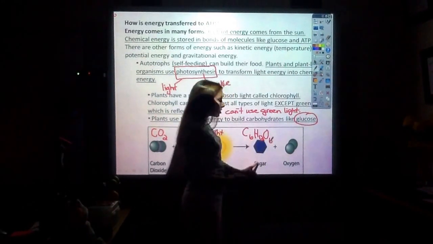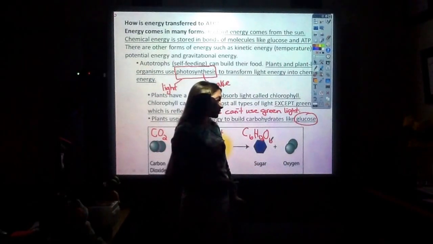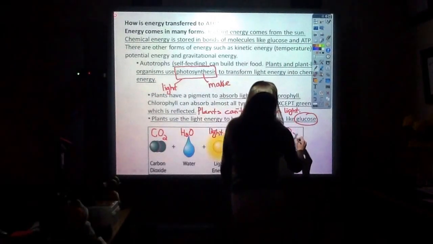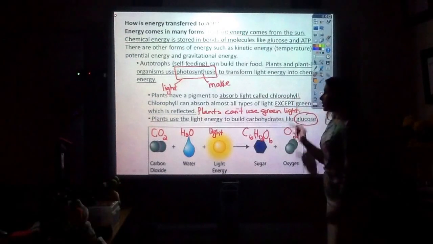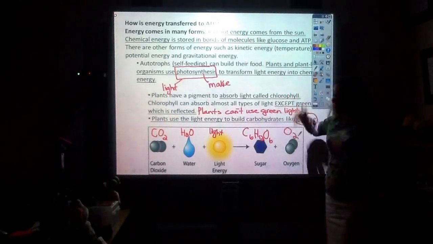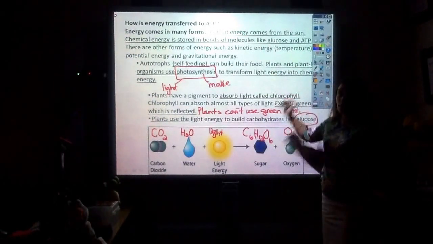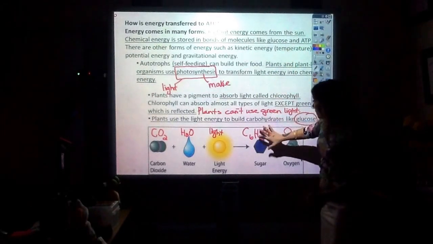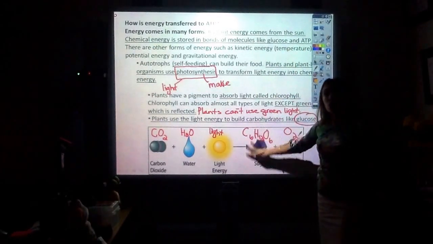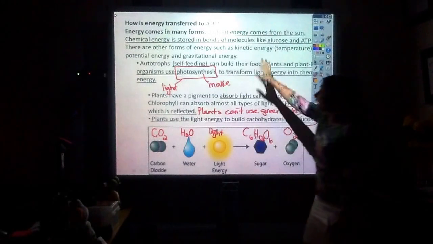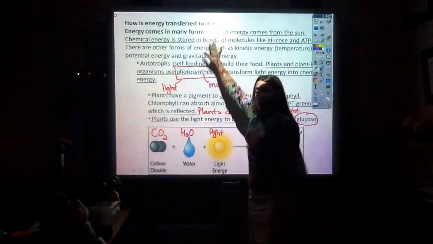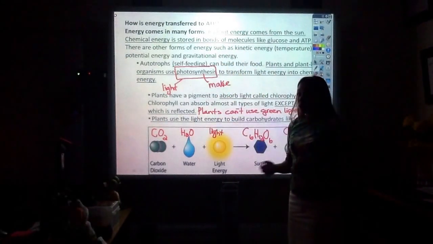C6H12O6. That's our chemical formula for glucose or sugar. And oxygen is O2. So we're starting to get introduced to how photosynthesis works. Remember, the whole point of photosynthesis is to make sugar or glucose. And that is stored energy. That's how the plant makes its own food.